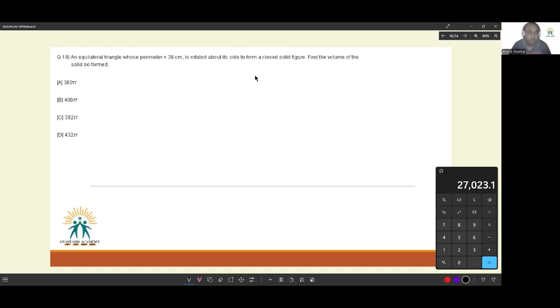Next question. An equilateral triangle whose perimeter is equal to 36 is rotated about its side to form a closed solid figure. Find the volume of the solid so formed. Okay.